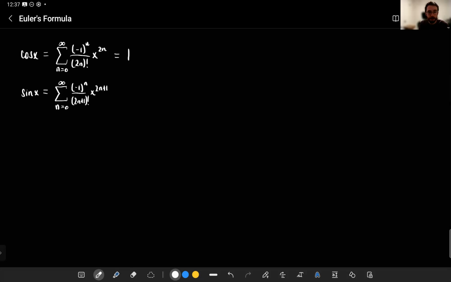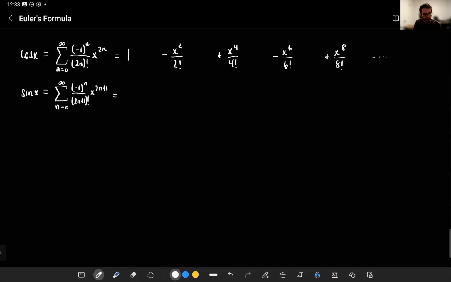If I plug in n equals 0, I get x to the 0, which is 1. If I plug in n equals 1, I get minus x squared over 2 factorial. The next term is x to the 4th over 4 factorial, then minus x to the 6th over 6 factorial, and then plus x to the 8th over 8 factorial. You get all your even powers of x and your even factorials. It keeps going forever.